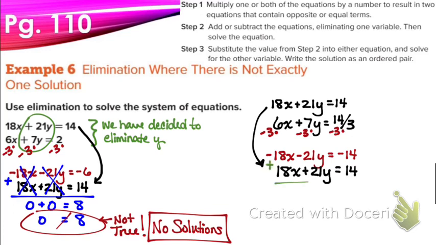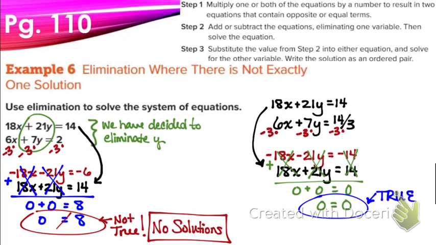What happens now when I add them together? Everything cancels. I have 0 here, I have 0 here, and on the other side, I have 0. Does 0 actually equal 0? Yeah, that is true. So does that mean no solution? It is a solution. Hold on just a second.